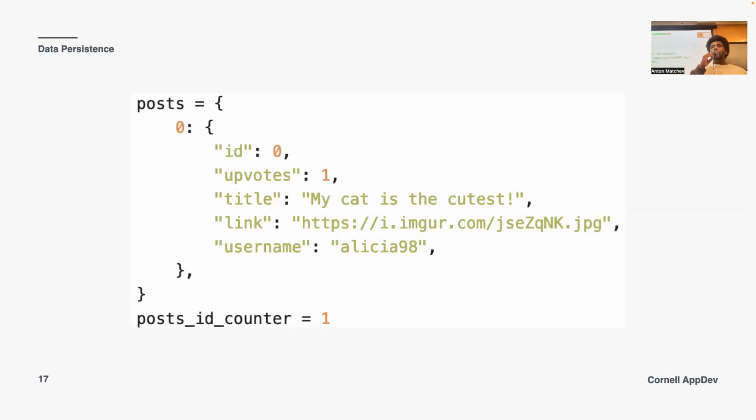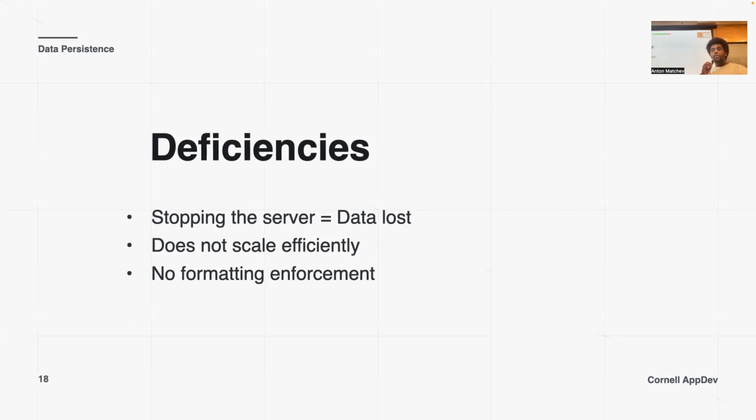So one issue with Python dictionaries is that, as you can see here, it does work for storing data. We can store posts with a key and also have values like the ID, the upvotes, the links, and so on. But one issue is that when you restart your server, the data is lost, which isn't very good in case your server crashes or something. You don't want to lose all your data.